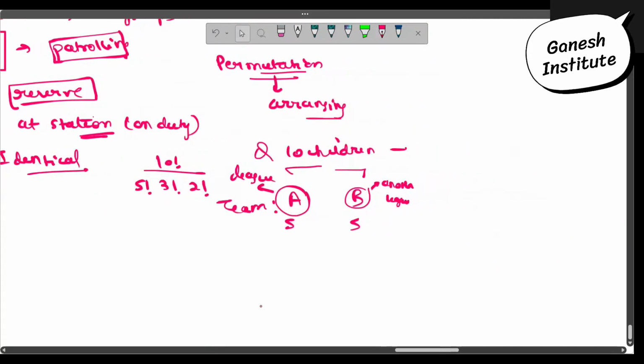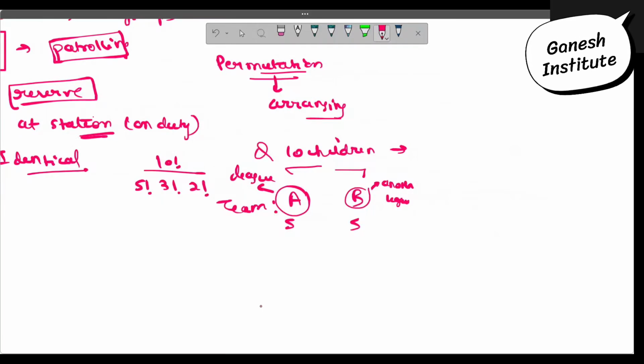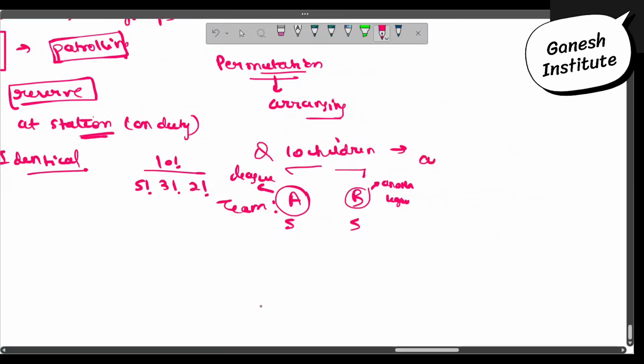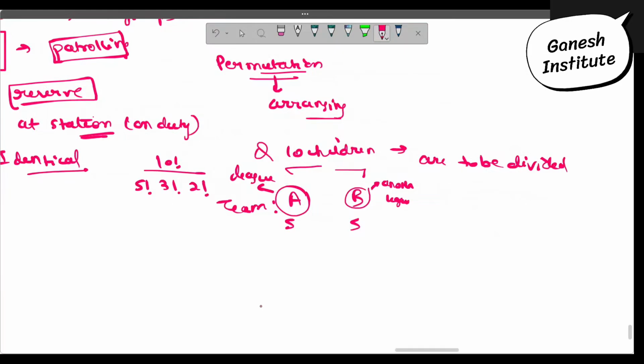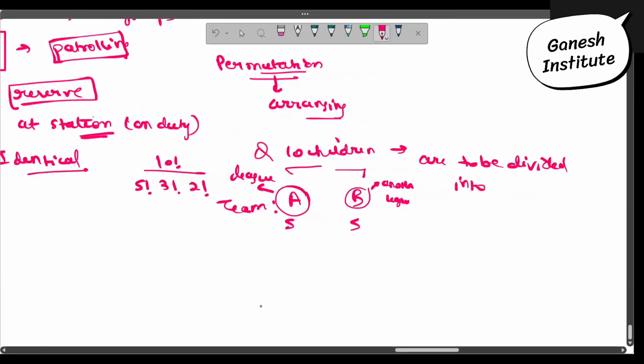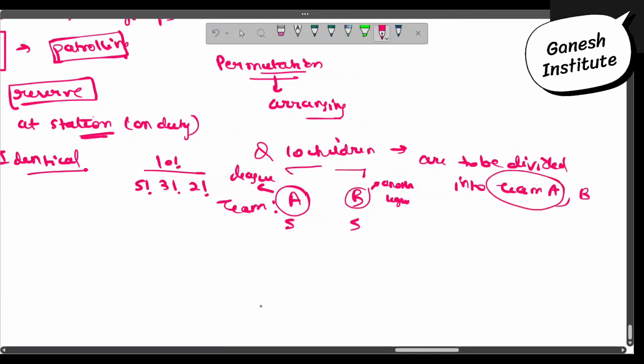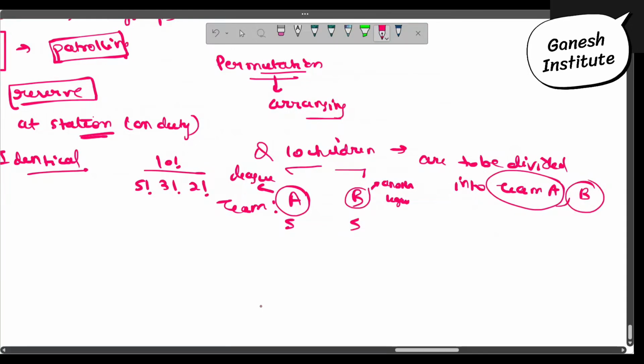Basically, there are 10 children and they are not given a choice that you choose one team. They are to be divided. They're not given a choice, you obviously have to divide. They are to be divided into team A and team B. So, how many divisions are possible of those children? Five each.